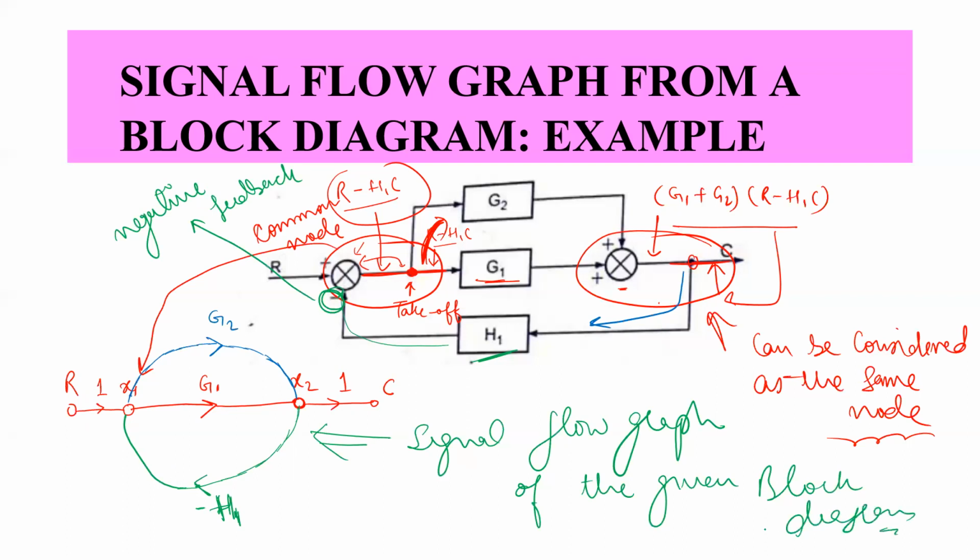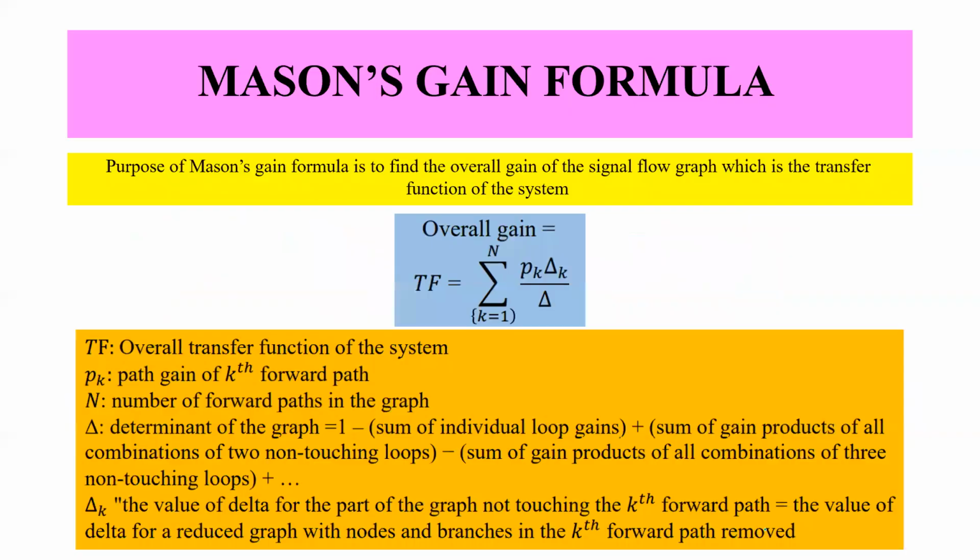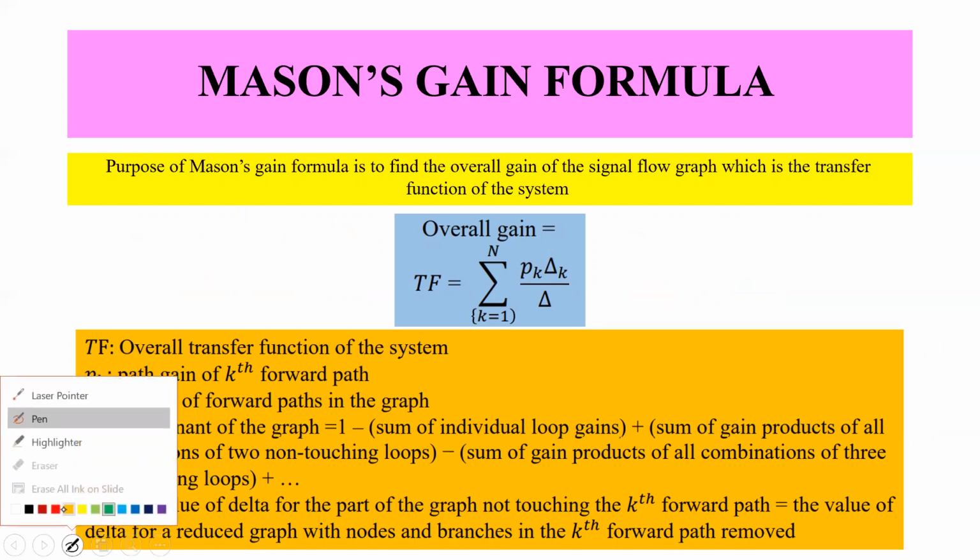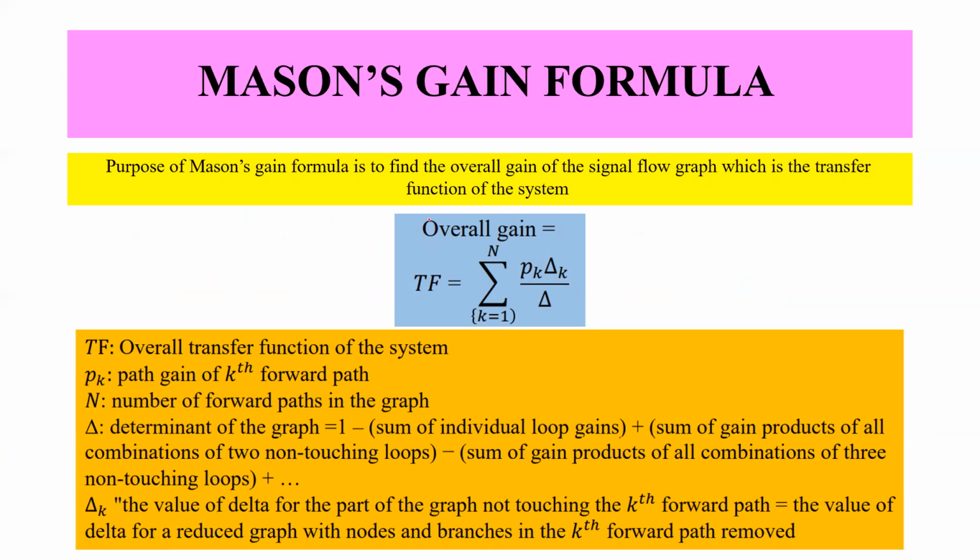And the best part is that you don't need to apply the block diagram reduction rules on the signal flow graph, right? To get the overall transmittance of this signal flow graph, we have another concept which we call Mason's gain formula. The purpose of Mason's gain formula is to have the overall transmittance, or we can say the overall gain or overall transfer function of the given system, which is represented by a signal flow graph. So the formula which is given is written here.